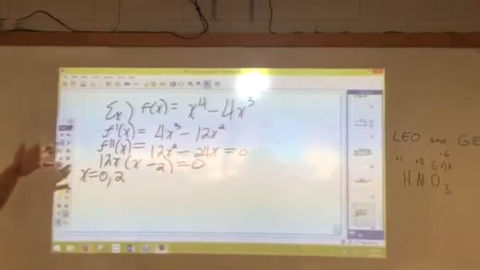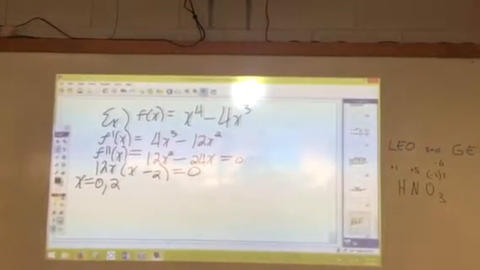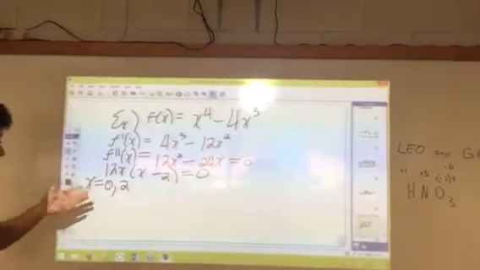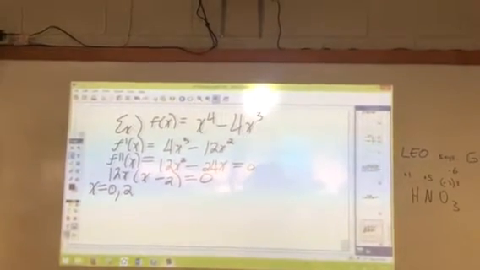We actually haven't solved this particular question, because they asked for the intervals, right? At which the graph is concave up and concave down.